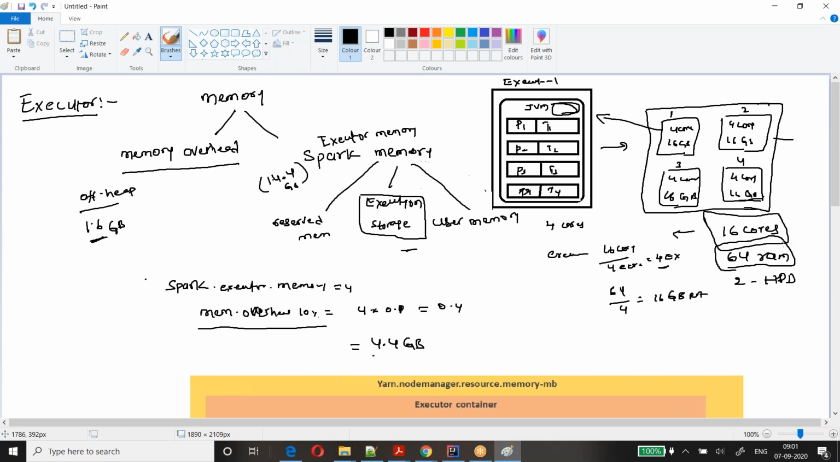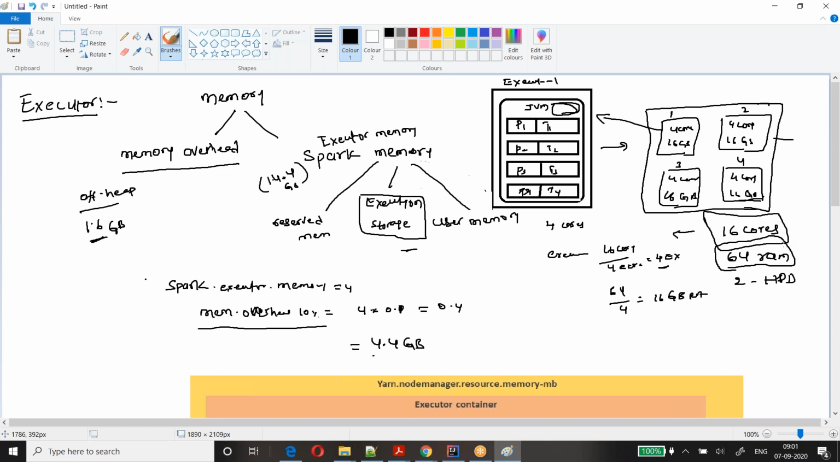Okay. Any questions so far? Then based on that, how many cores, how many executors, what is executor memory, how much driver memory, those things we will give to our Spark program. Okay, those things we'll discuss.